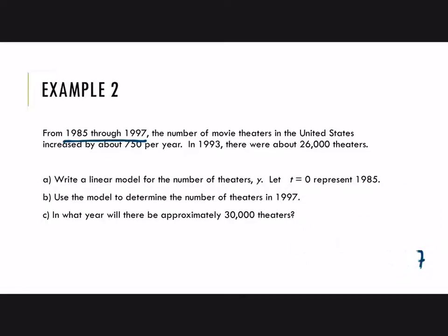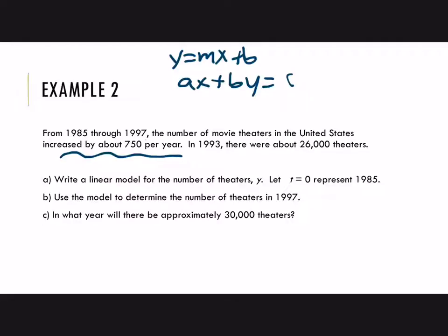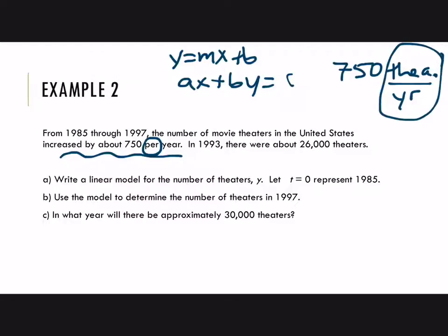All right, so we need to write a linear model. So one thing we can do is decide if this is slope-intercept, y equals mx plus b, or standard form. And you may have had time to look at this and kind of pick out the fact that one of these numbers is a rate. We have this increase of theaters by about 750 per year. Okay, there's that word per again. So this is 750 theaters per year.